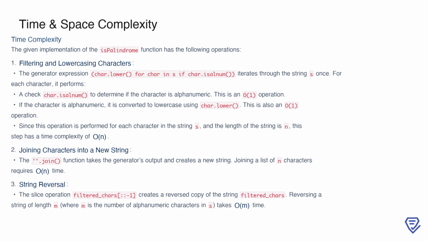Next, the .join function creates a new string from the generator's output. This requires iterating over all n characters again, making this step O(n) as well. Finally, the string reversal operation, which uses slicing with filtered_chars[::-1], creates a reversed copy of the string. If the filtered string has m alphanumeric characters, this step takes O(m) time. These steps form the foundation of the overall time complexity analysis.